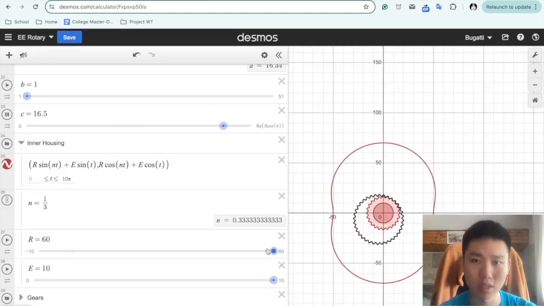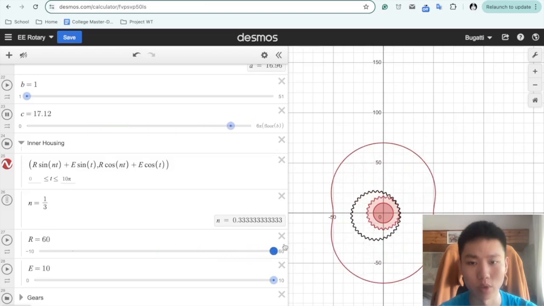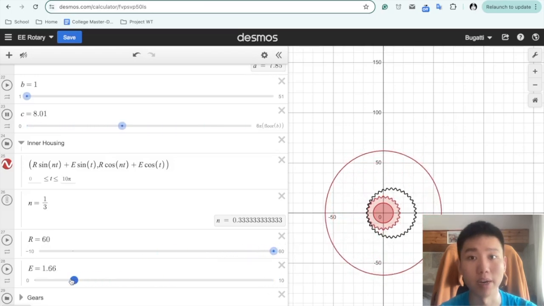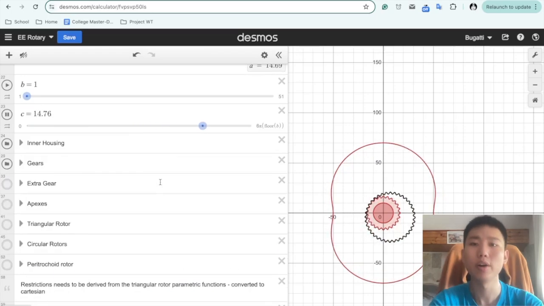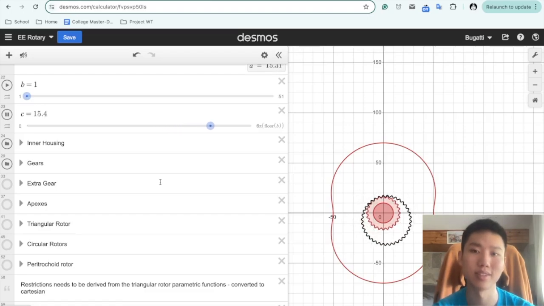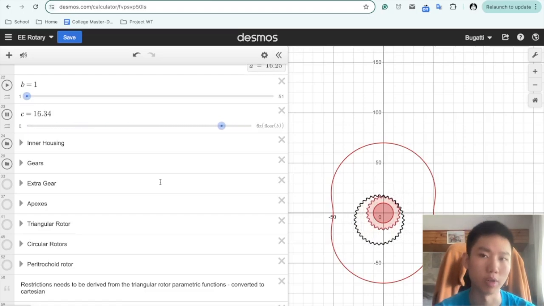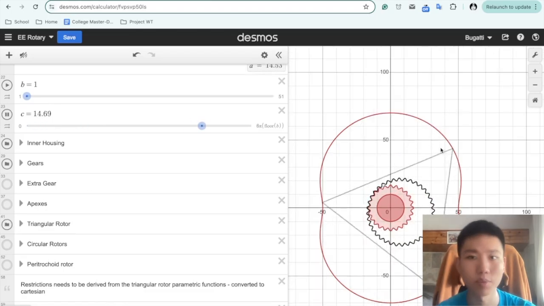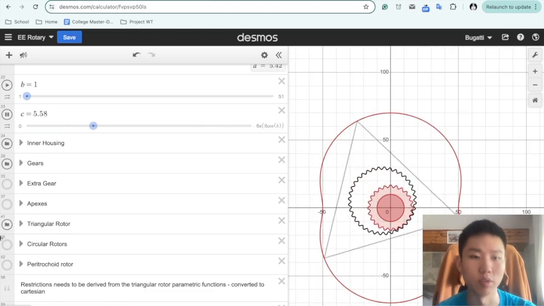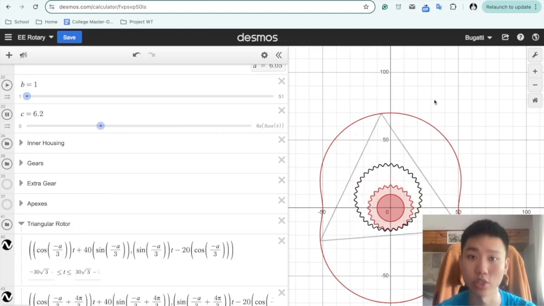Now the R and E here change some more properties of this peritrochoid, which I'll be talking about more in depth in my extended essay. Alright, so now we have the central gears and the housing, so where do we go next? Well, I wanted to start with something simple, something that I can build up upon in the future. So I programmed these basic triangular rotors that move just in the same way as a rotary engine.